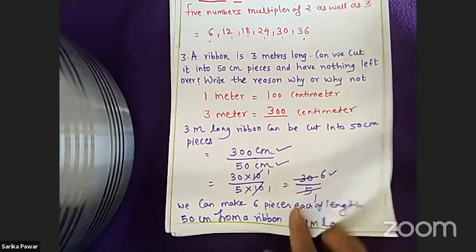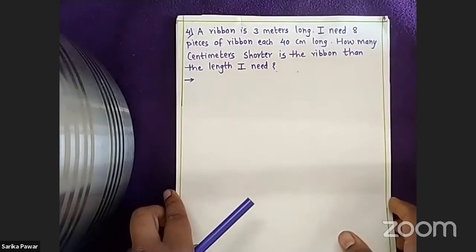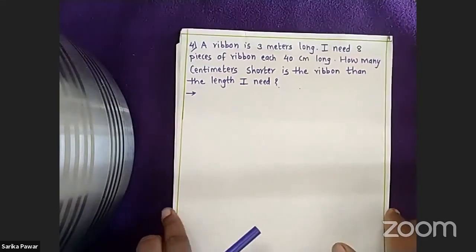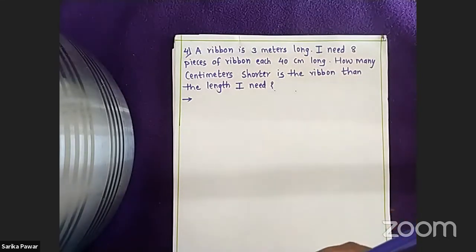Now next problem. Problem number 4. Problem number 4 is, for a ribbon that is 3 meter long, I need 8 pieces of ribbon, each 40 centimeter long. How many centimeters shorter is the ribbon than the length I need?